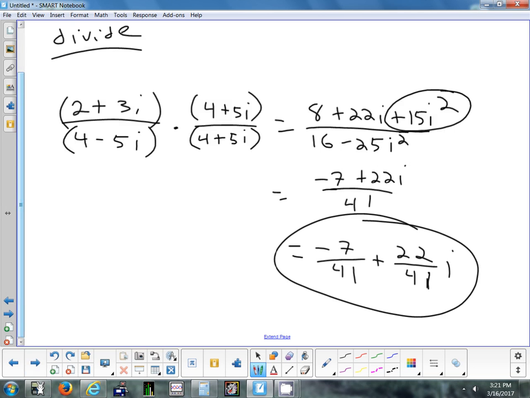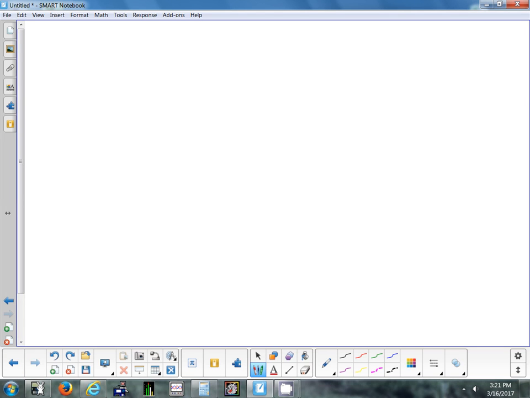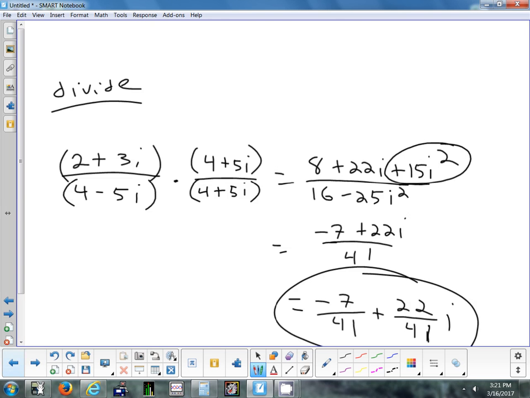Let's write one of these numbers in trig form. Let's take 2 plus 3i and write it in trig form. In fact, let's convert both of them to trig form, and then let's do division in trig form and see if we get the same answer as we did in standard form.